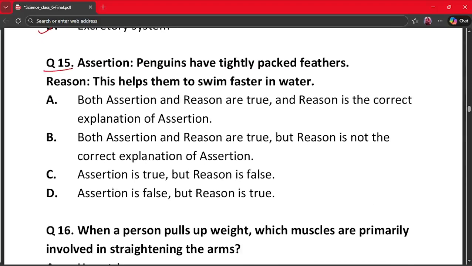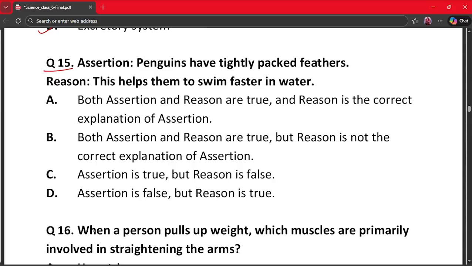Assertion: Penguins have tightly packed feathers, and reason: this helps them to swim faster in winter. A. Both assertion and reason are true and reason is the correct explanation of assertion. B. Both assertion and reason are true but reason is not the correct explanation of assertion. C. Assertion is true but reason is false. And D. Assertion is false but reason is true.